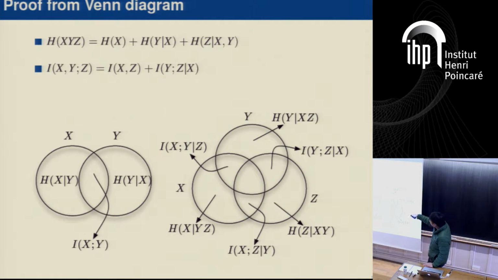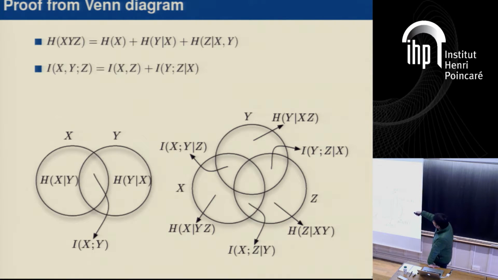And then I need to add one more region here. This region corresponds to H(Z | X, Y). So you can see from the Venn diagram why this is true. We can also look at the chain rule for the mutual information. According to the chain rule, the mutual information between X, Y and Z can be broken down into these two terms.